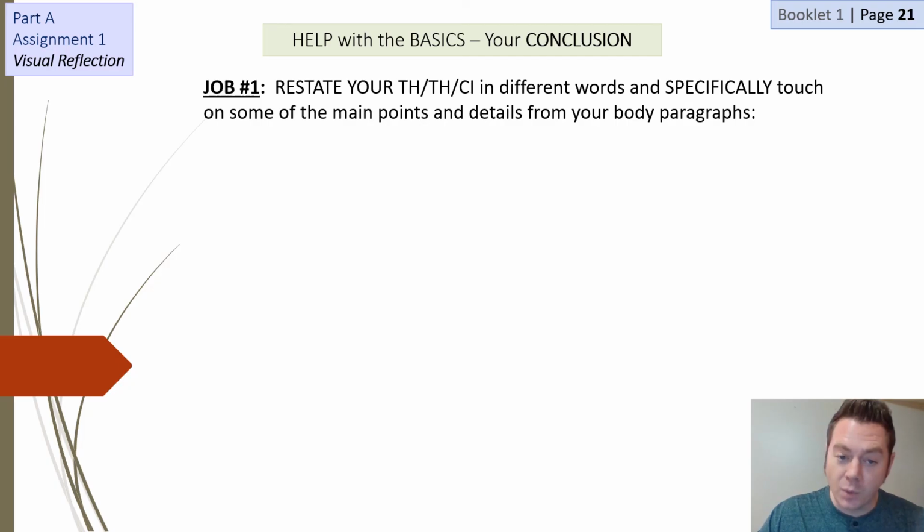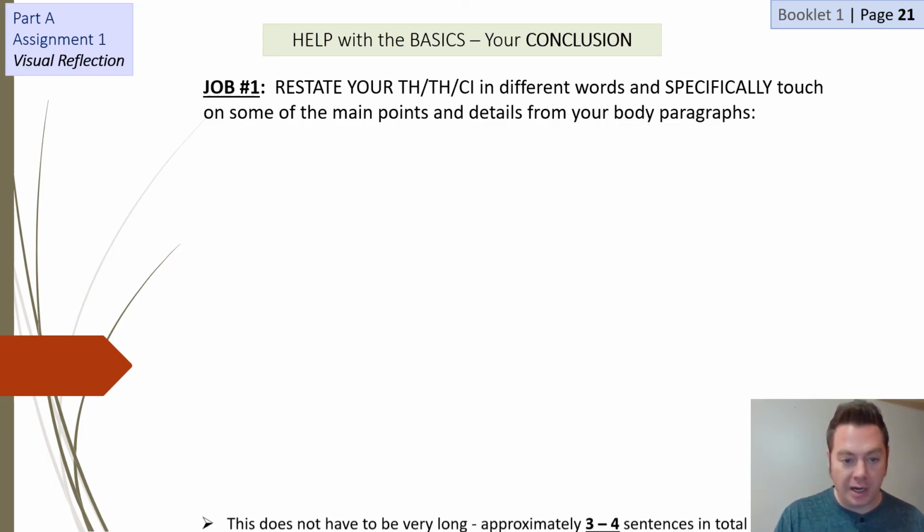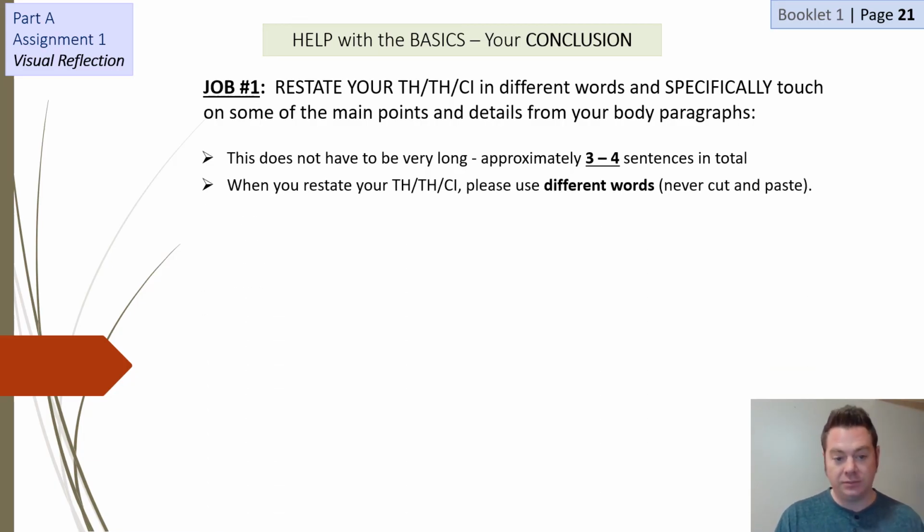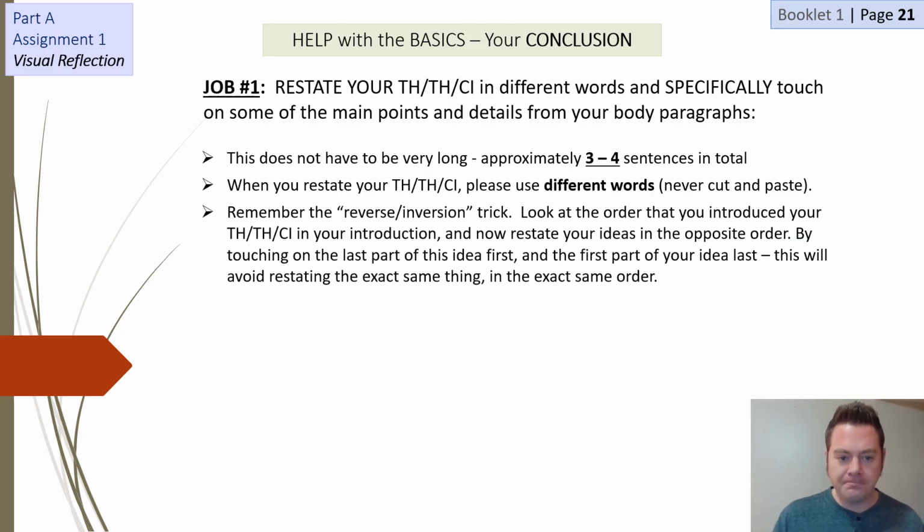So, job number 1 is restating your theme, thesis, controlling idea in different words, specifically touching on some of the main points and details from your body paragraphs. This does not have to be very long, approximately 3 to 4 sentences in total. And when you restate your theme, thesis, controlling idea, please use different words. Never just copy and paste it. You want to make sure that you can show that you can rephrase it.